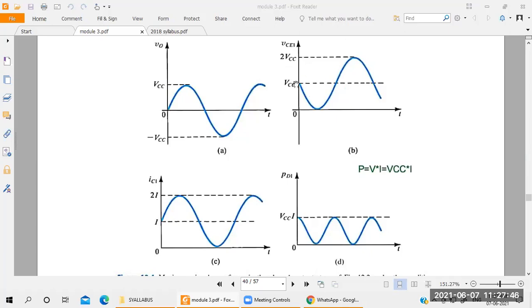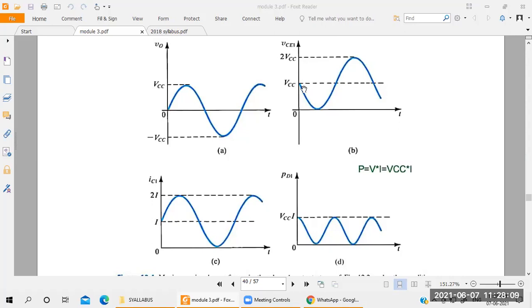If you maintain linear or saturation condition here, we're almost getting a maximum voltage. How much maximum voltage here? 2 into VCC, because there is only a positive cycle here. There is no negative cycle in the first transistor. What is the maximum here? 2 VCC. What is the minimum here? 0 voltage. What is the middle voltage here? VCC.